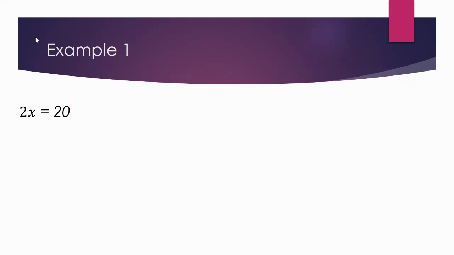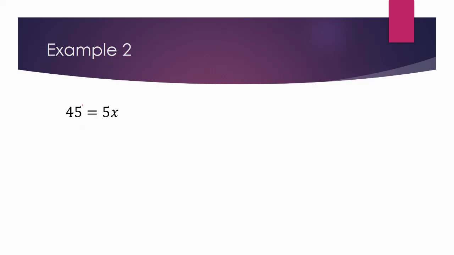For example 1, so 2x. We should know by now this means 2 times x. So 2 times something equals 20. We want our variable, our x, on its own. Now this is multiply, so the opposite to multiply would be divide. So we're going to do 20 divided by 2. So x is 10. And if we think back, 2 times 10 makes 20. Remember, you can pause and replay these videos as many times as you want.